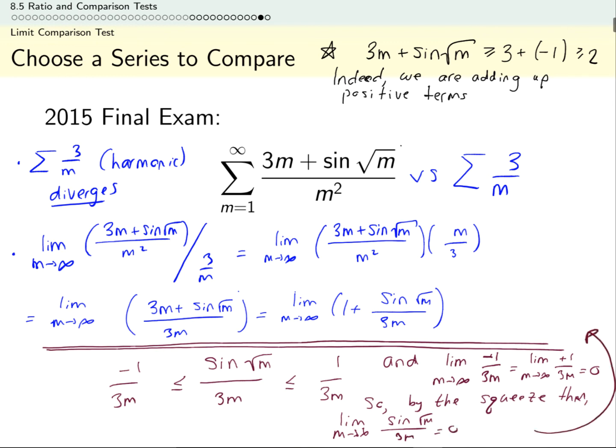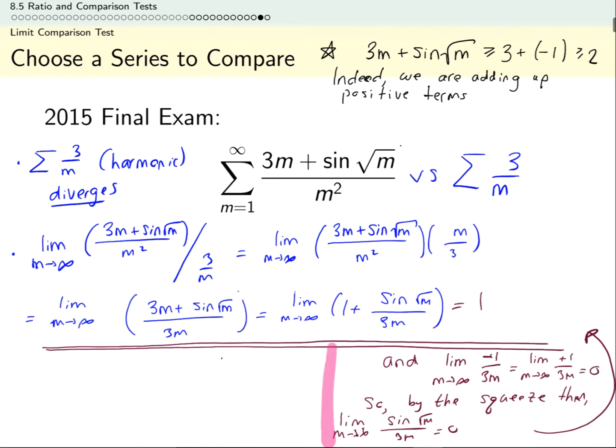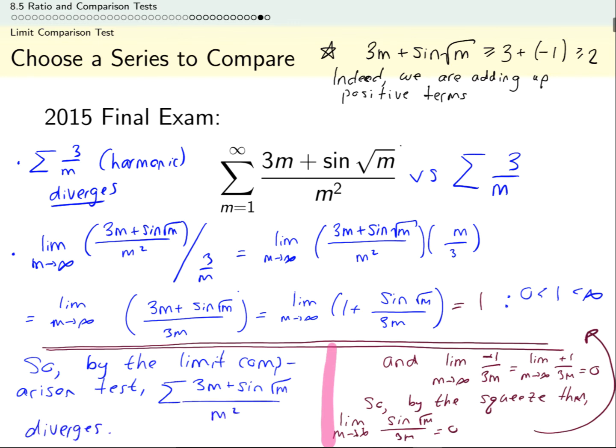Bringing that back to our original computation, that tells me this limit is 1. Now again, if you had to fully justify your work, you would need to go through the squeeze theorem to show that you had, in a rigorous way, evaluated this limit. Now I've shown that my comparison is valid because this limit is positive and finite. So, by the limit comparison test, our mystery series diverges because we chose a series to compare it to that diverged, and we proved that that comparison was valid.